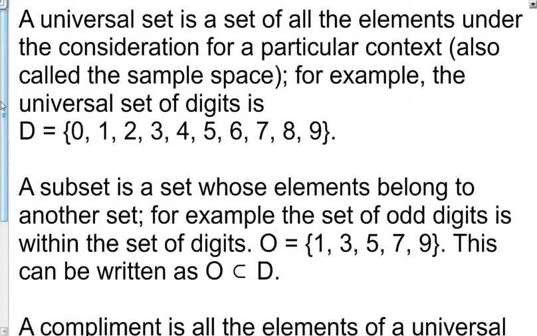A subset is a set whose elements belong to another set. For example, the set of odd digits, O, is a subset of the digits, D. So O is equal to {1, 3, 5, 7, and 9}. This can be written as O is a subset of D.